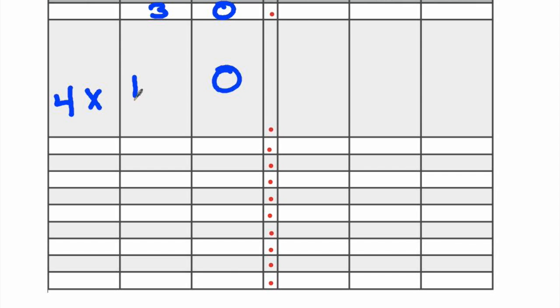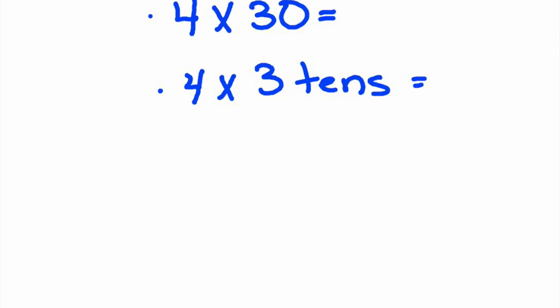So we know 4 times 3. What's 4 times 3? Everybody. 12. And then just bring this down. 12 what? 10. Does 12 tens look the same as this? So 4 times 30, what is that answer? 120.